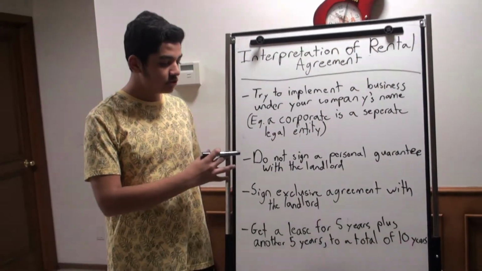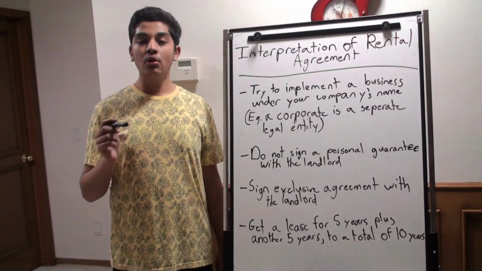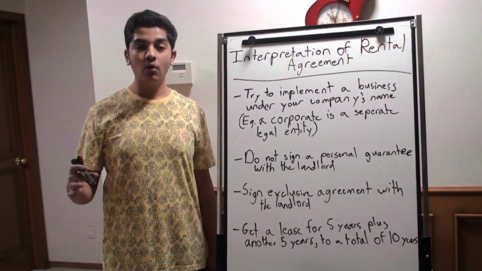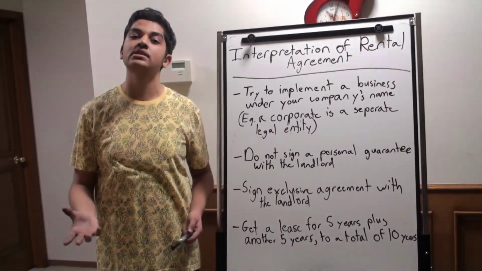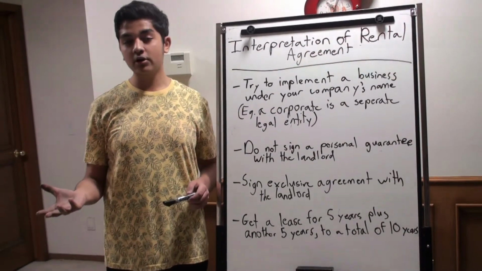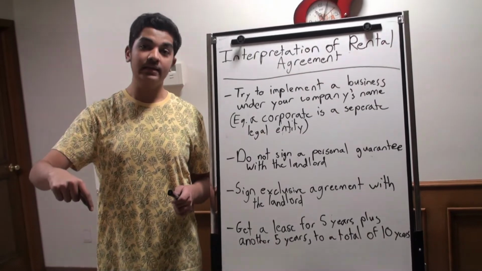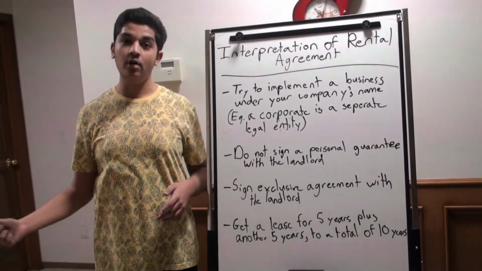Once you've looked at these 2 points, you want to make sure that you can sign an exclusive agreement with the landlord. What this means is that no other business of the same kind or the same type as yours can come into the same plaza or mall that your business occupies. So if you have a burger shop in the mall, then that means no other burger shop can come and occupy that same mall. That means you'll have higher chances of making sales and you won't have competition to compete with.